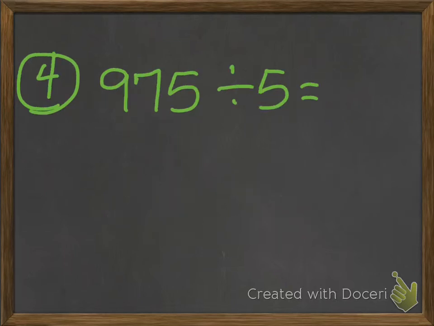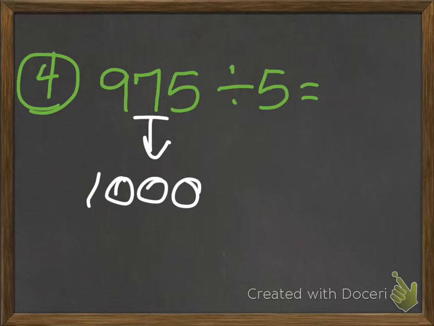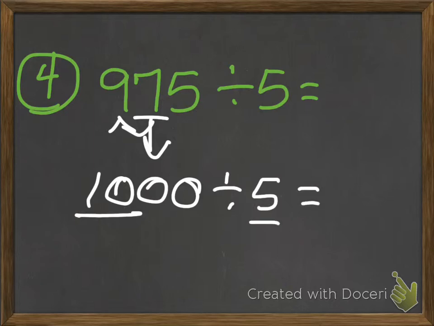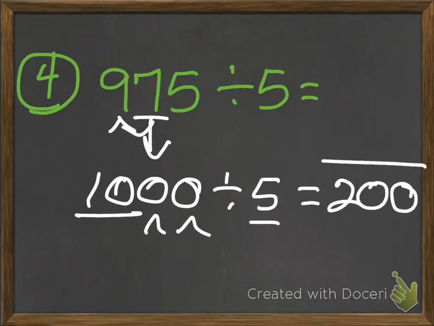Number 4, 975 divided by 5. Okay, 975 is very close to 1,000. I know that because I rounded up. And I can do 1,000 divided by 5 very easily because I see that 10 divided by 5 right there. 10 divided by 5 is 2. And then I tack on my 2 zeros and I get about 200.